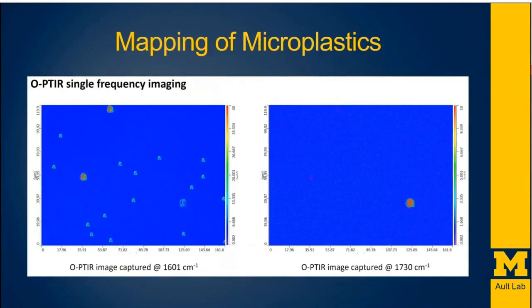And so you'll see 2 different modes mapped here, 1600 as well as 1730, which were present in the previous spectra, and they worked out quite well.